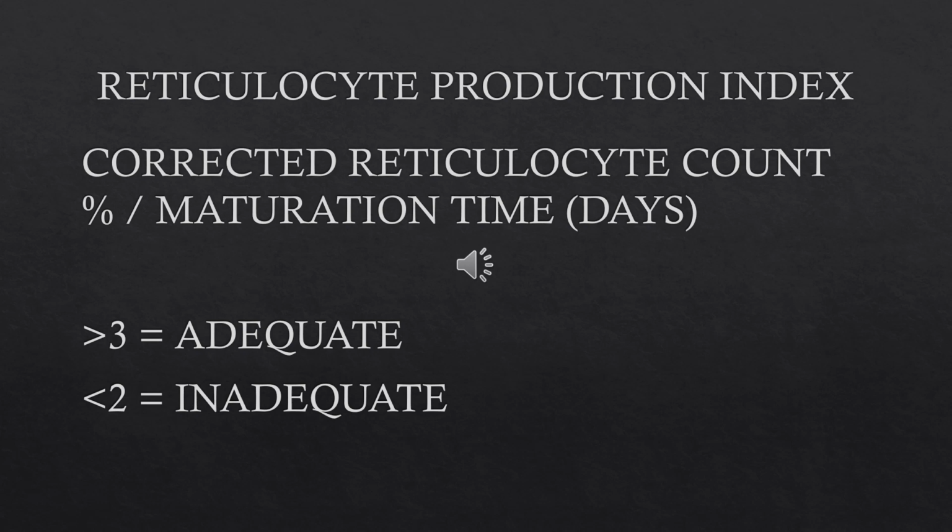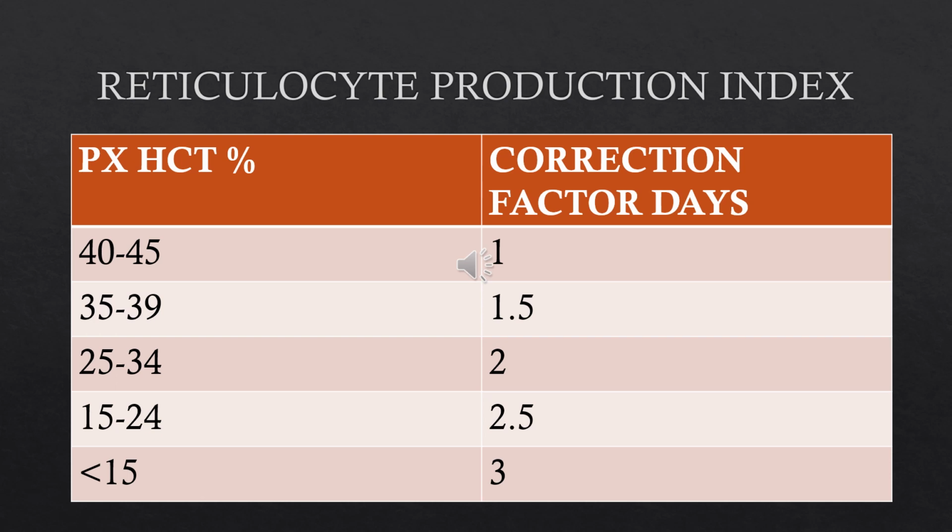So for your RPI, the formula is your CRC, or your corrected reticulocyte count, as a percentage over the maturation time in days. If you have more than 3, that's adequate. If you have less than 2, the production is inadequate. Here you have your table. This is the correction factor for the days. So if you have a hematocrit of 40 to 45, you automatically get a correction factor of 1.